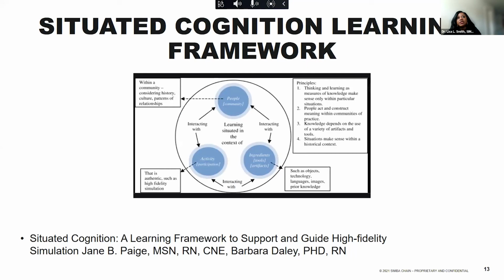The main principles are that thinking and learning only make sense within a particular situation, that people act and construct meaning within a community of practice, thirdly, that knowledge depends on the use of a variety of artifacts and tools, and that situations make sense within a historical context.